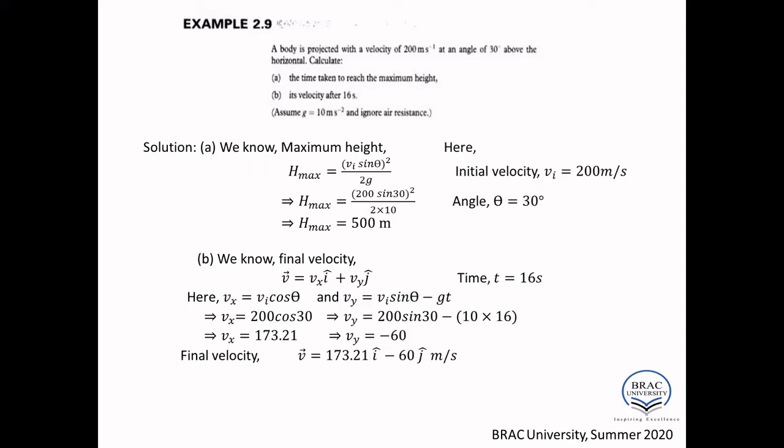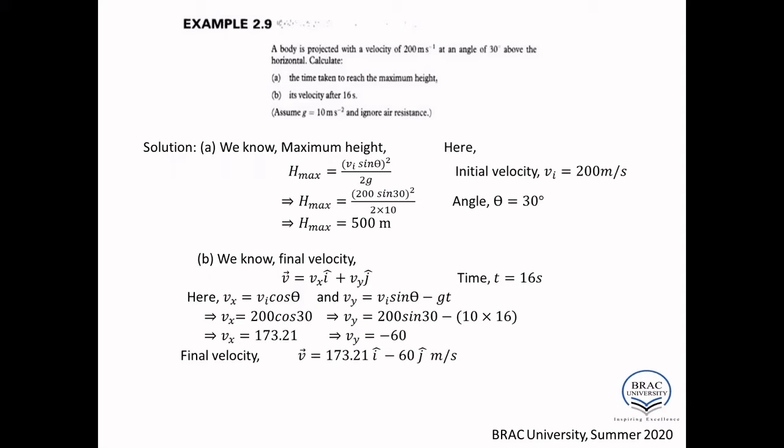Okay. So basically we always ignore the air resistance, but here g is given 10 meter per second square. If g is not given, we have to use g equal to 9.8. Okay. So now solve the problem, part A. So we know the maximum height formula is H max is equal to Vi sine theta square divided by 2g, and here the given information: initial velocity is Vi equal to 200 meter per second, and angle is equal to 30 degree. So H max is equal to 200, which is the Vi, sine 30.